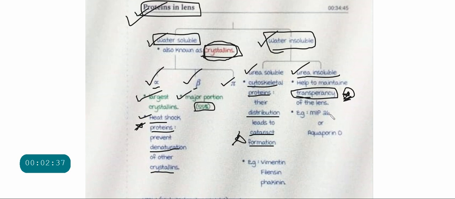For example, MIP26 or aquaporin 0. These are the examples. What are the examples of urea soluble water insoluble proteins? These are vimentin, phakinin, and filensin. These are the three examples.